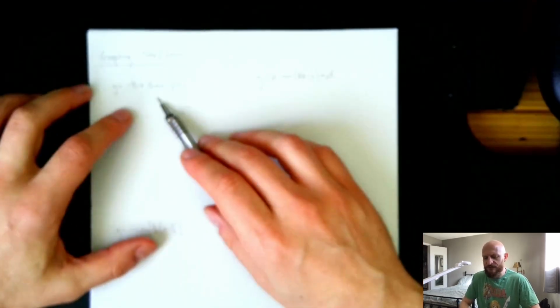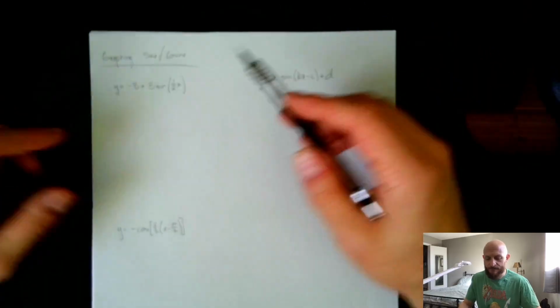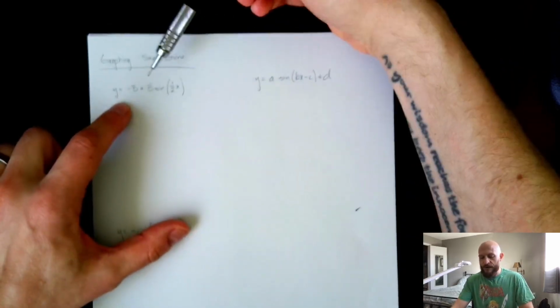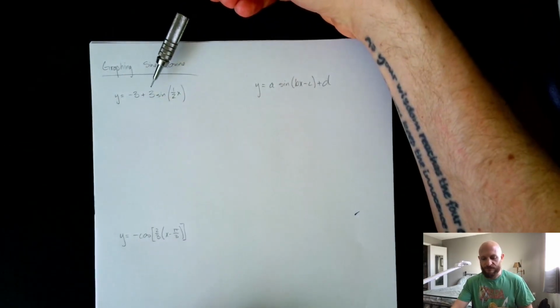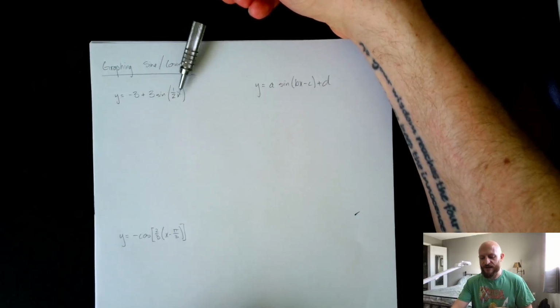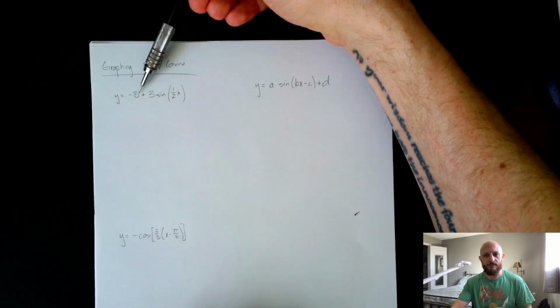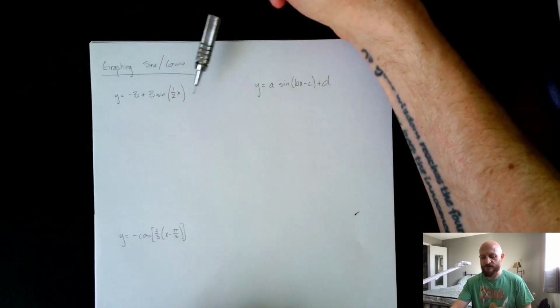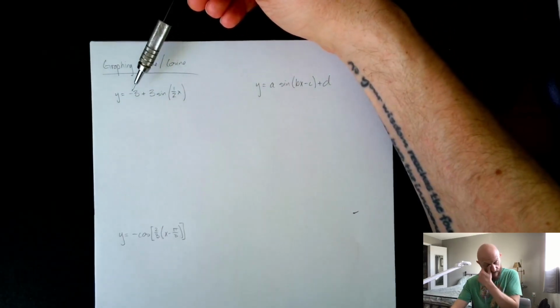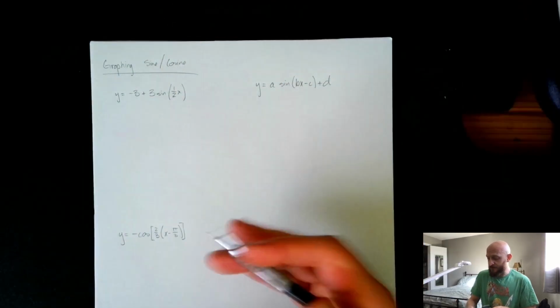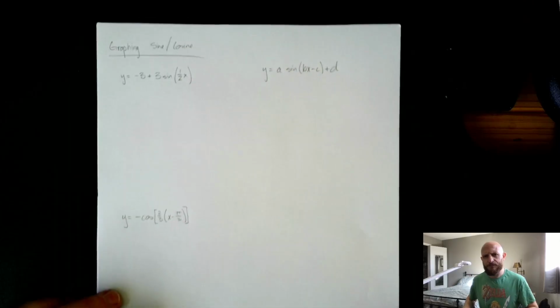To me, this is a really strange way of writing it, but some books do it. So I would have rewritten this one as 3 sine of 1/2 x minus 3. Addition is commutative, so you can just swap this over. So d is negative 3, which is one thing to be aware of.